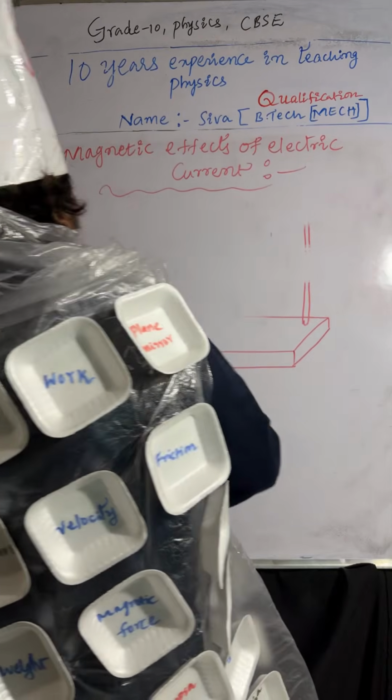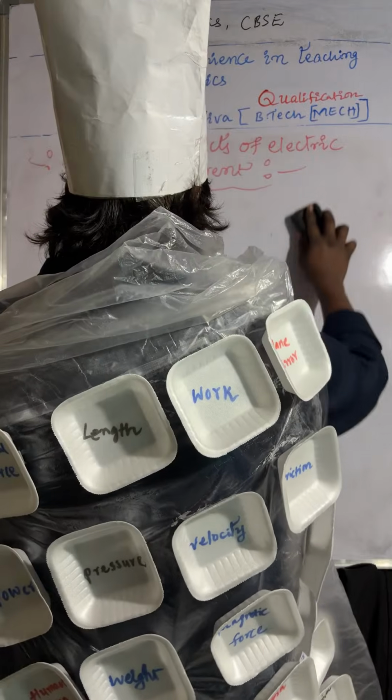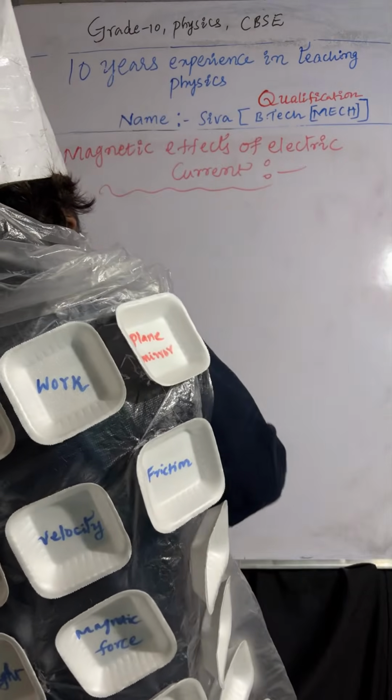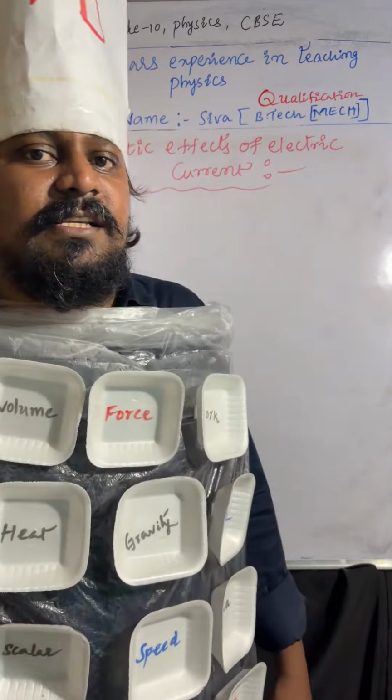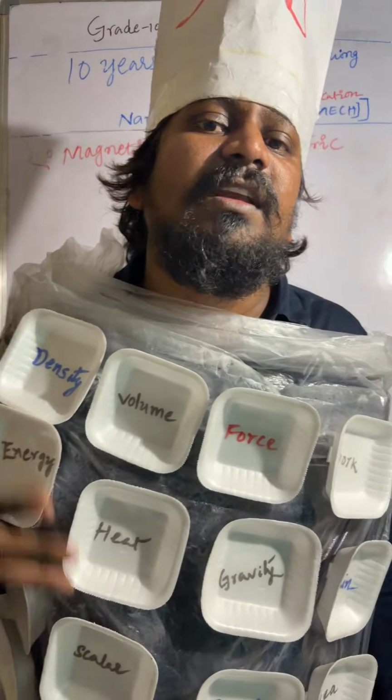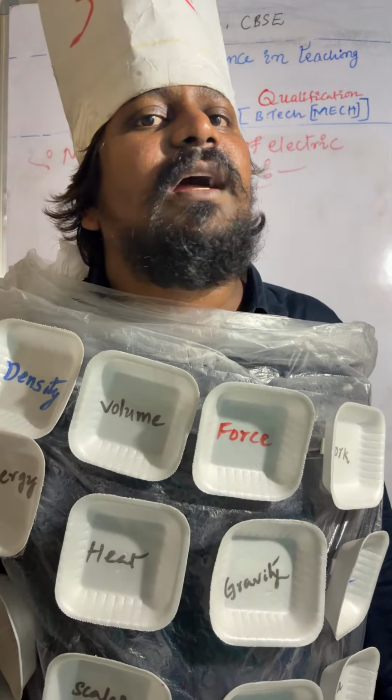Short circuit: the direct contact of live wire and neutral wire takes place, then a heavy amount of current will be drawn from the mains. That is short circuit. Coming to overloading: many high voltage appliances are on at a time, then a heavy amount of current will be drawn from the mains. So that is overloading.